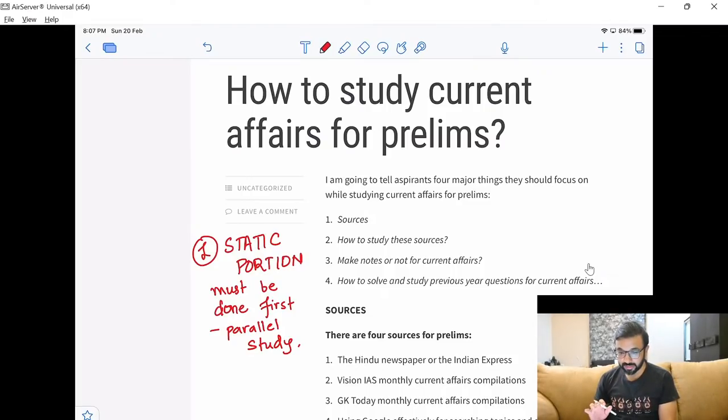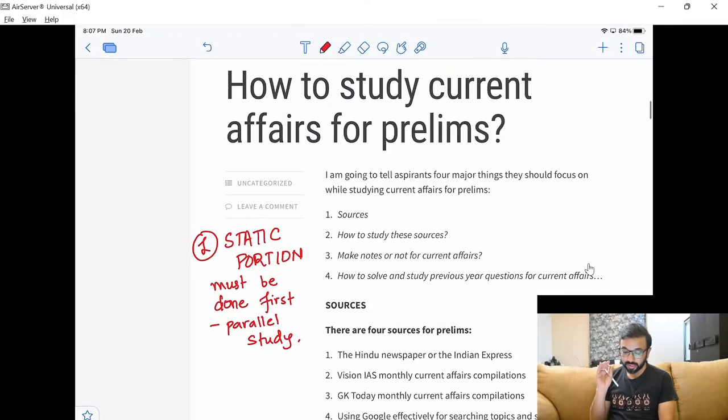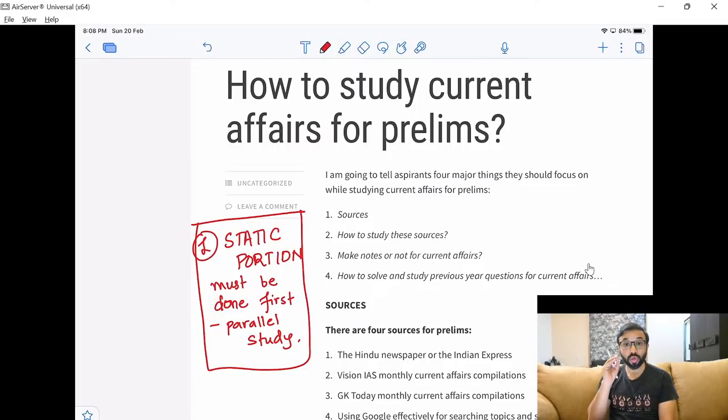So okay, we will start the session, and the session is going to be how to study current affairs for prelims. The first thing that you should know about studying current affairs for any exam, let it be UPSC, let it be any exam, is that you should know how to cover the static portion. First, you must cover the static portion, the concepts of those particular subjects. Clear those concepts. Otherwise, you cannot go to the current affairs. You can only go to current affairs if you have already finished your static portion or the concepts given in the syllabus. I will give you an example.